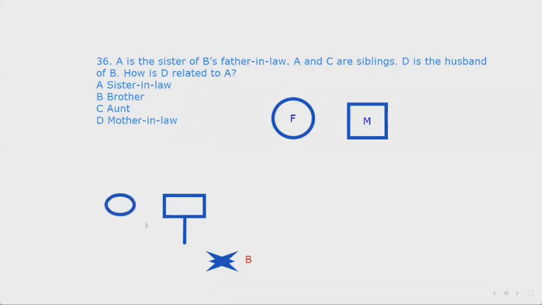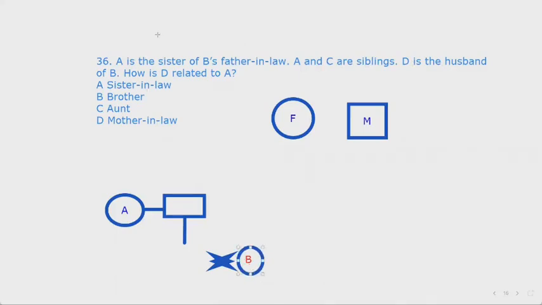So sister A. Okay, and for sister I use this line. For spouse I use this line. For generation up, a simple straight line works. So A and C are siblings. Okay, still we are not clear with that. D is a husband of B, so that makes B the wife.